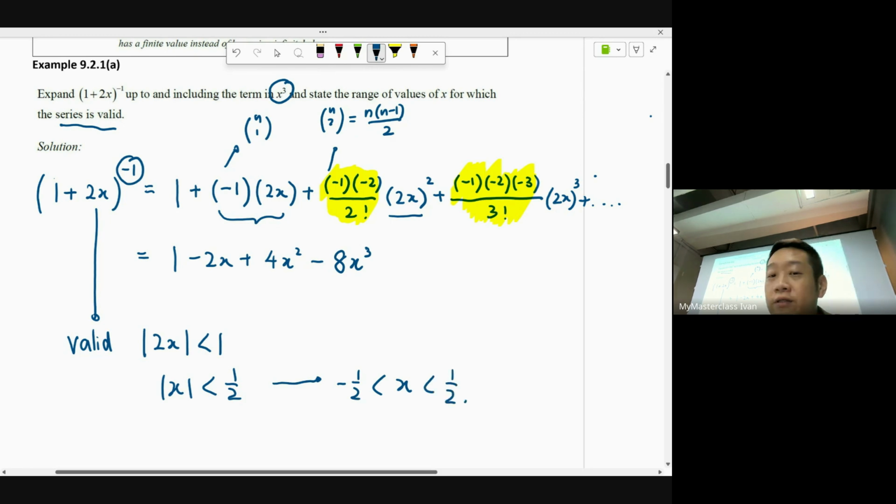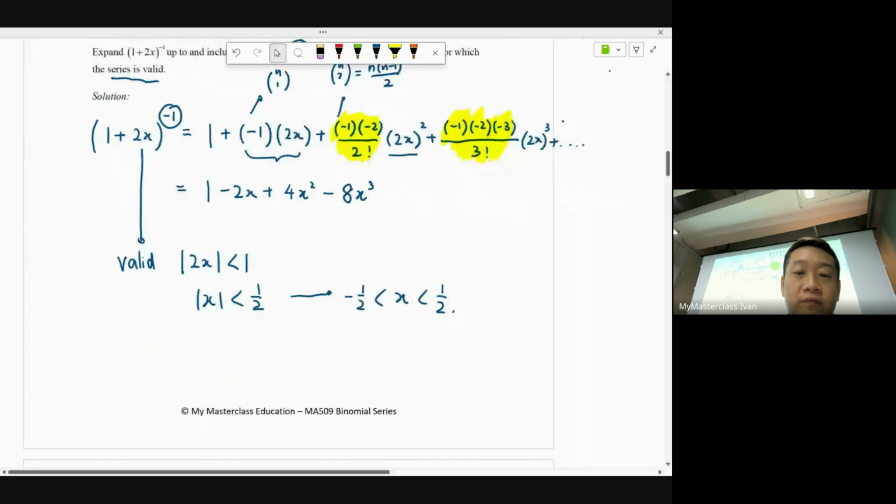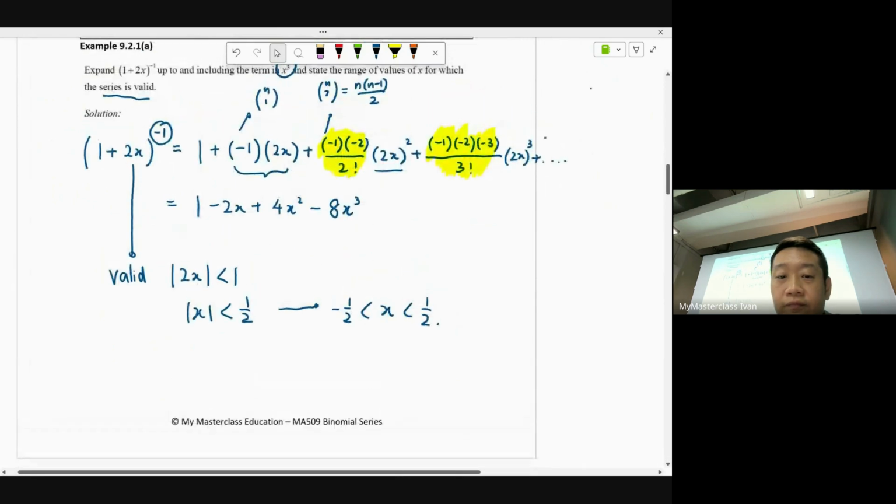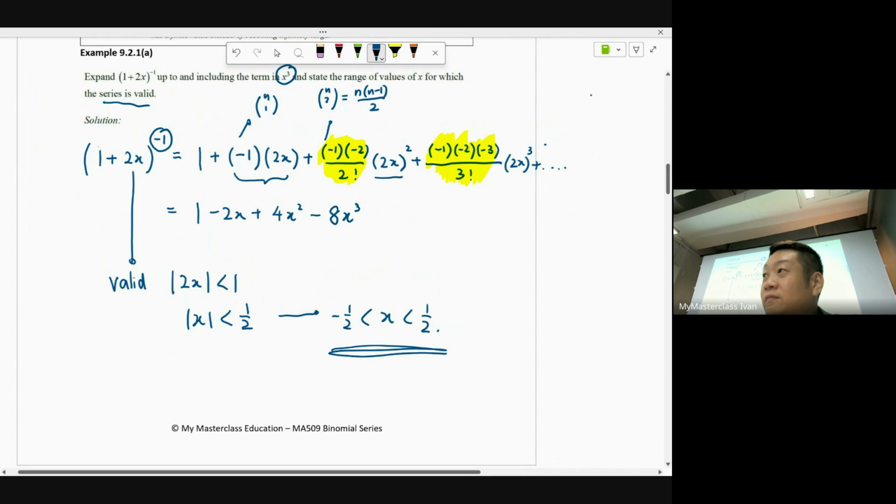Okay, so this is binomial. You will get power negative 1, power negative 2, power half, power negative half, in this over here. Which part don't you understand? Then if they ask you for the series, so it's valid, then you don't have to. This is the answer. When it's valid, it's just the modulus of whatever x less than 1.